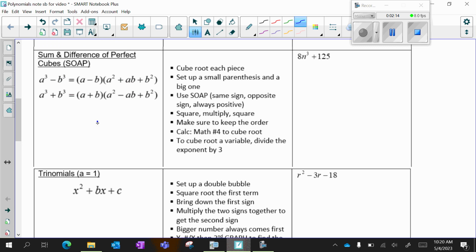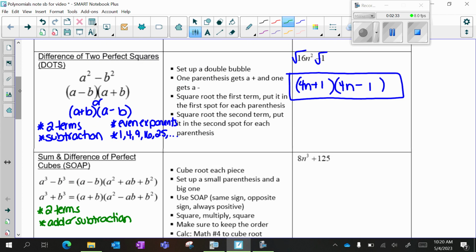So, sum and difference of perfect cubes. Your formulas are given to you here. Things to look for this time: two terms again. This time it can be addition or subtraction. But if I go back up to the difference of squares, that has to be the difference. There has to be subtraction. So you might want to make yourself a note. If this was 16n squared plus 1, that's not factorable.